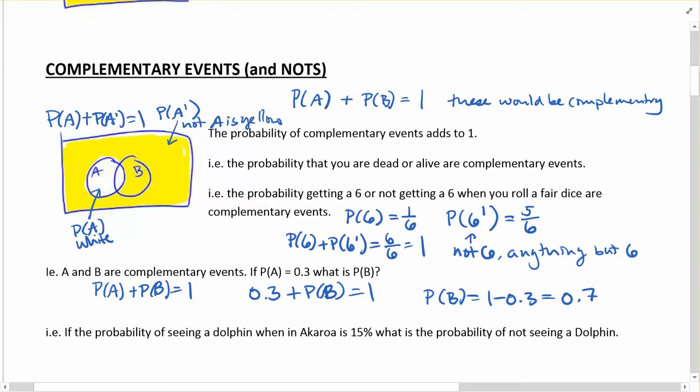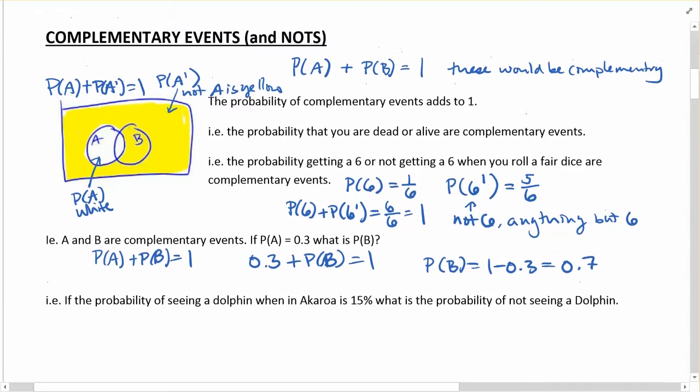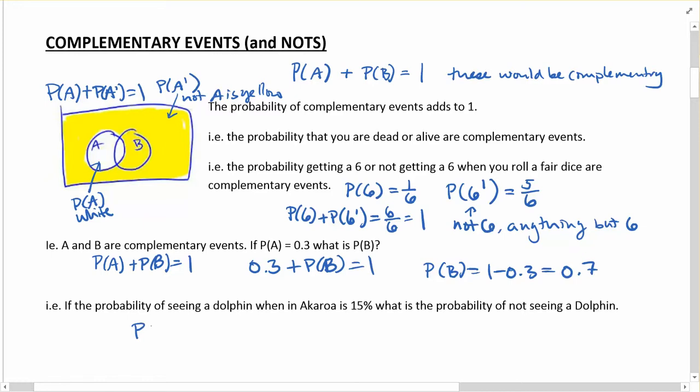If the probability of seeing a dolphin in Akaroa is 15%, what is the probability of not seeing a dolphin? So this would be the probability of seeing a dolphin is equal to 0.15, changing it to a decimal. And so the probability of not seeing a dolphin, assuming that they're complementary here, because you're either going to see a dolphin or you're not going to see a dolphin, would be 1 minus 0.15, or 0.85, or 85%.